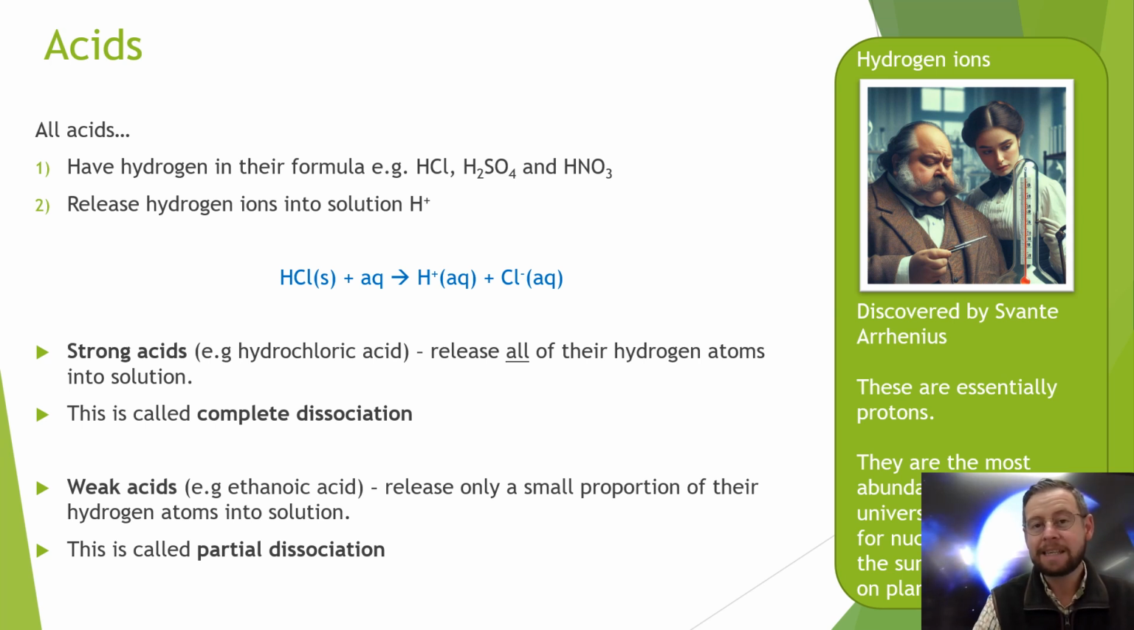Now a strong acid will release all of their hydrogen atoms into the solution, and we would call this complete dissociation. A weak acid, on the other hand, would release only a proportion, maybe 1 of 2, or only some of the molecules within that substance would lose their hydrogen and others in that solution would not. This is called a partial dissociation.